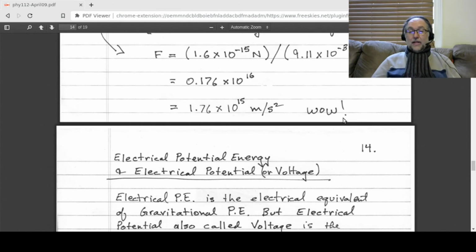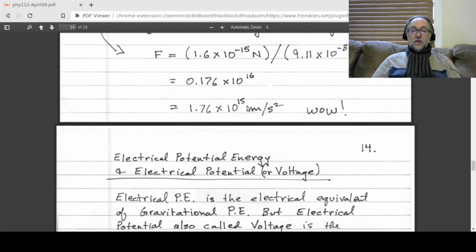And I put a wow beside there because the acceleration due to gravity is 10 meters per second squared. That's like 10 to the 1, and this is like 10 to the 15. So this is huge. And by the way, it's not at all hard in the lab to produce a 10,000 newtons per Coulomb electric field. In fact, in my example later, you'll see how to do that with a battery. All right, so there we go.